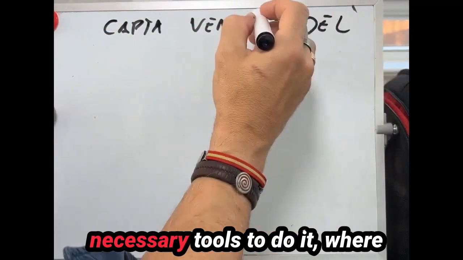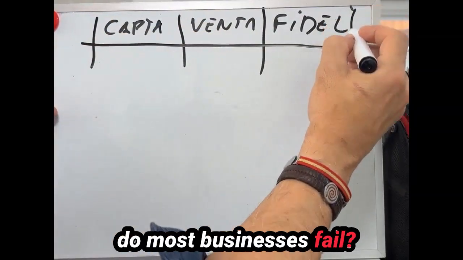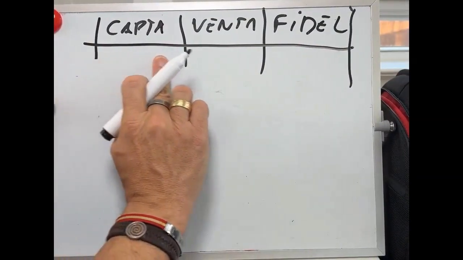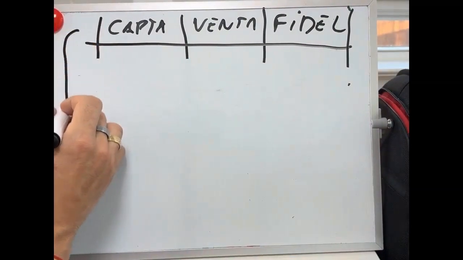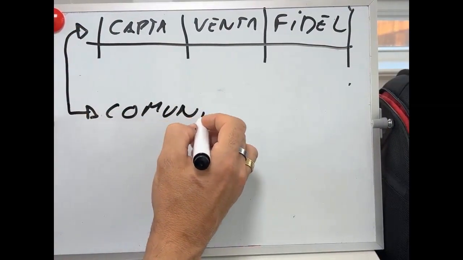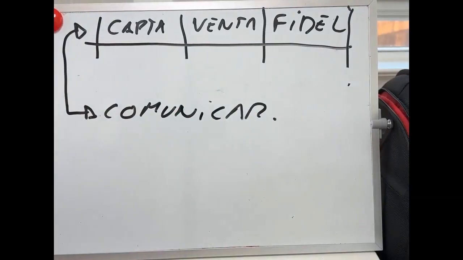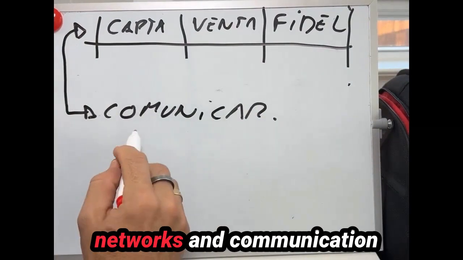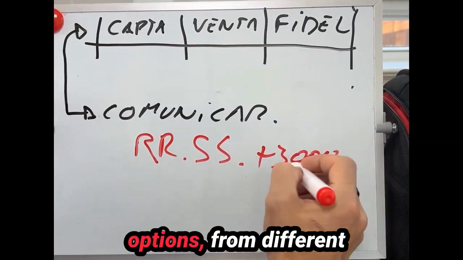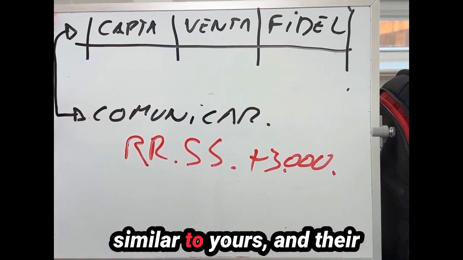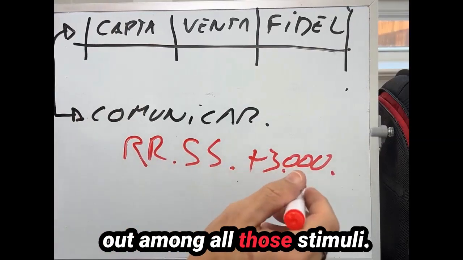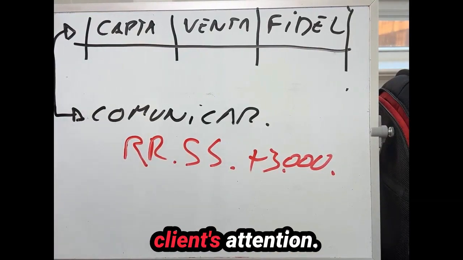If I already have all the necessary tools to do it, where do most businesses fail? Most businesses don't fail here or here because this can be learned. They fail right at the moment before. Before acquiring customers, I have to learn how to communicate. Why? Nowadays, with all the social networks and communication channels we have, a person receives more visual stimuli from different business options, from different products that may be similar to yours, and their attention will be diverted. You have to be able to stand out among all those stimuli. You need to make an impact and hold your client's attention.